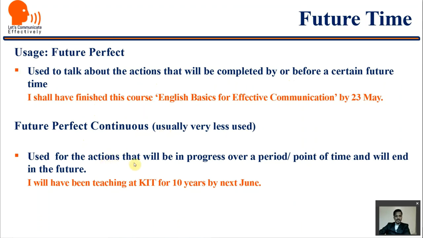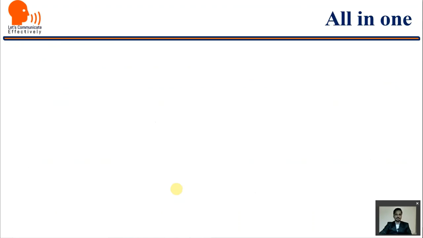It is used for the actions that will be in progress over a period or point of time and will end in the future. I will have been teaching at KIT for 10 years by next June. So by next June, I would complete 10 years in KIT. To indicate that, to tell that, this tense can be used. I will have been teaching at KIT for 10 years by next June.